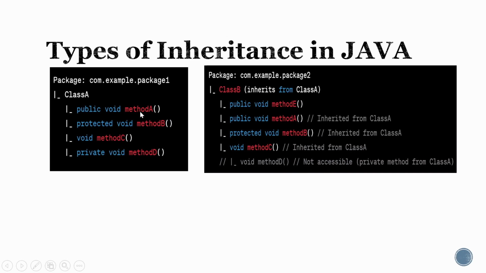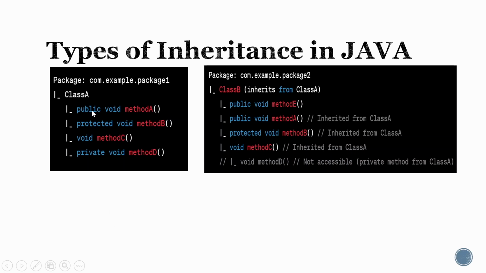So it has four methods in it: method A, B, C, and D. If you look at the modifier, it is public, protected, and then since no modifier is specified, which is the default modifier, it means this method is only accessible within this package.